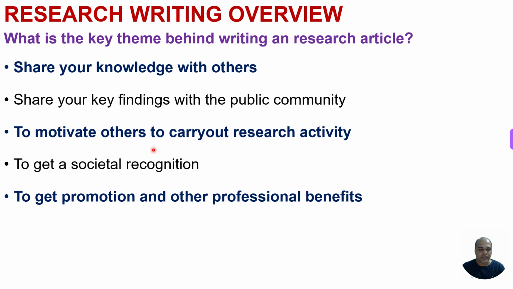To get social recognition, we can write an article by developing a product which is of benefit to society, and stating the information regarding the product in a research article will help in getting societal recognition. And the final aspect is to get promotion and other professional benefits; we should write research articles.